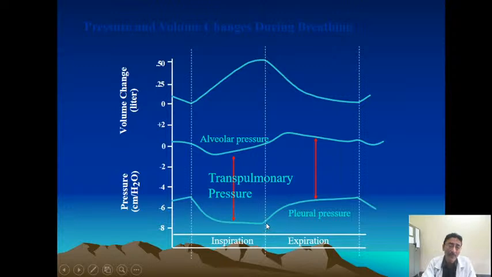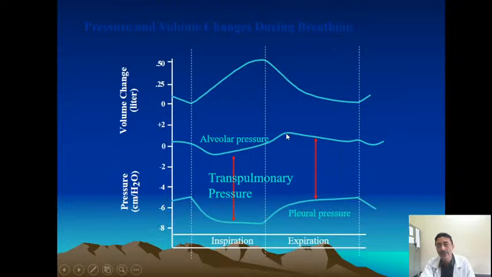Now in expiration, the intrapleural pressure from minus 8 mmHg begins to return to its original minus 6 and minus 4 mmHg. Because the negative pressure is no longer there, the stretch on the alveoli is reduced. The alveoli are elastic, so they also recoil. When they recoil, the pressure which was subatmospheric, less than zero, now for a few seconds goes above the atmospheric pressure.